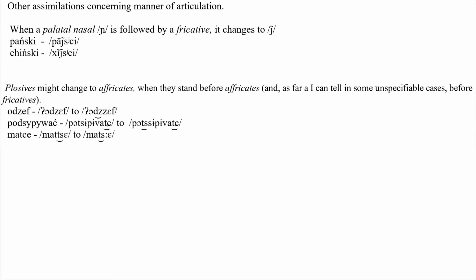There are also assimilations concerning manner of articulation. For example, when a palatal nasal ɲ is followed by a fricative, then it changes to nasalized j, as in pański and chiński. A plosive might change to an affricate when it stands before another affricate, and in some unspecifiable cases, when they stand before fricatives. For example, this word may be pronounced odzew or odzew, podsypywać or podsypywać, matce or matce.